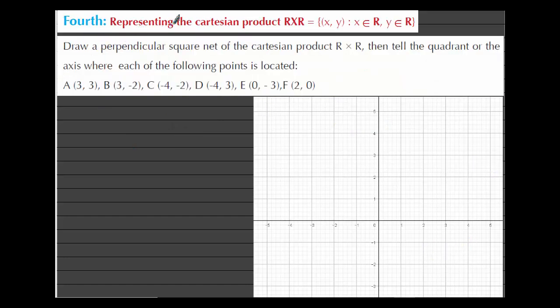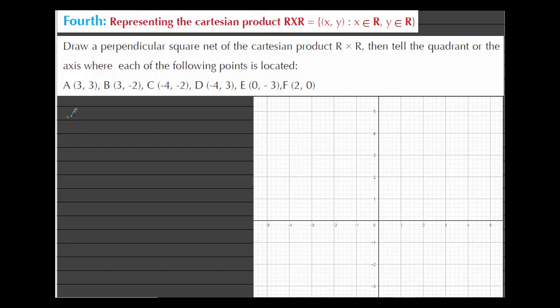Fourth, representing the Cartesian product R multiply R. R is the set of real numbers. So the Cartesian product R multiply R equals the set of ordered pairs x and y, such that x belongs to R, so x is a real number, and y belongs to R. Okay.